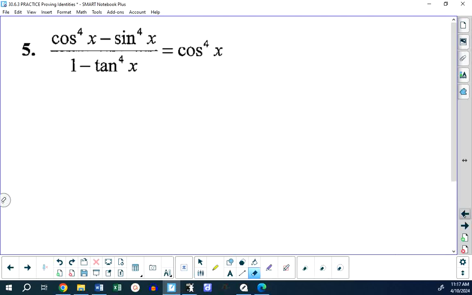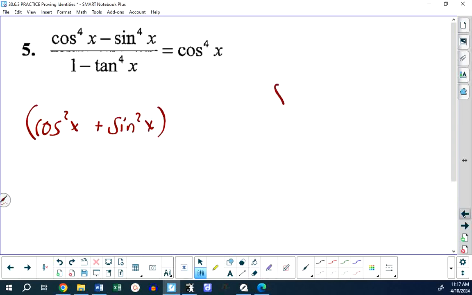One of the things, though, that I think is very important is when you take a look at cos to the 4 of x minus sine to the 4 of x, it is a difference of squares. So I'm talking about the left side here. And it factors into cos squared x plus sine squared x times cos squared x minus sine squared x.